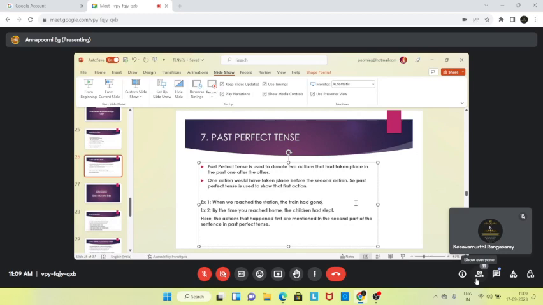Now read the second example. Okay, ma'am. Second example: By the time you reached home, the children had slept. Okay, slept is the past tense of sleep. இங்க வந்து எது முதல்ல நடந்திருக்கும்? வீட்ல ரீச் ஆனதா இல்ல குழந்தைகள் தூங்கினதா? Second thing, ma'am. The children had slept. Yes, ma'am. இங்க வந்து second part of the sentence is the action that happened first. By the time you reached home அப்படிங்கிறது second நடந்த action. So here the action that happened first is mentioned in the second part of the sentence.